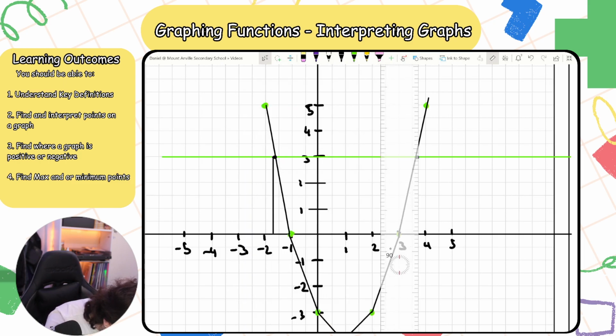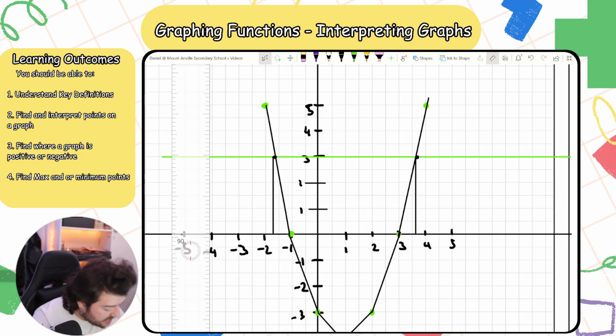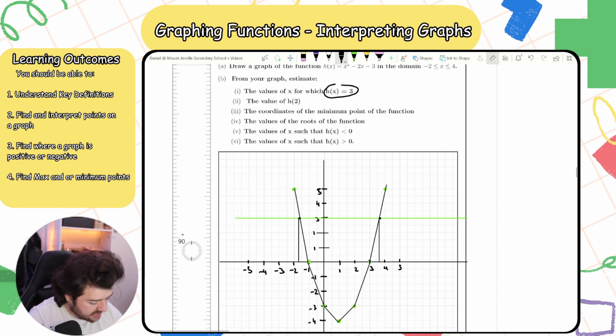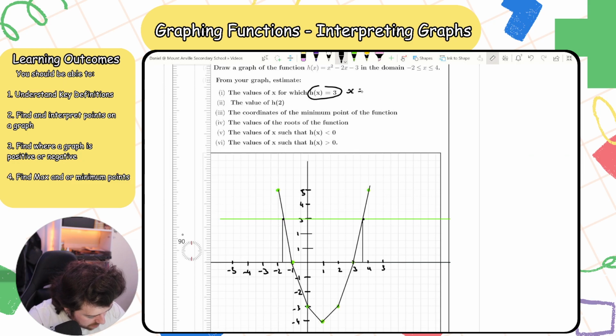that is going to be roughly equal to, so this is minus 1, this is minus 1.5, so minus 1.6, we'll say that. So x equals minus 1.6, and x will equal, so that's 3.5 here, 3.6. Again, you do have some wiggle room there.